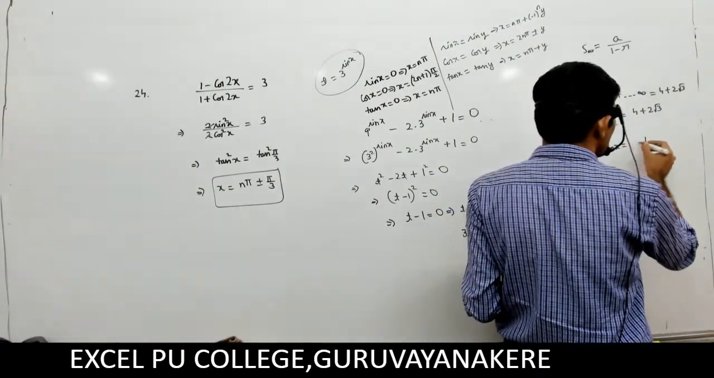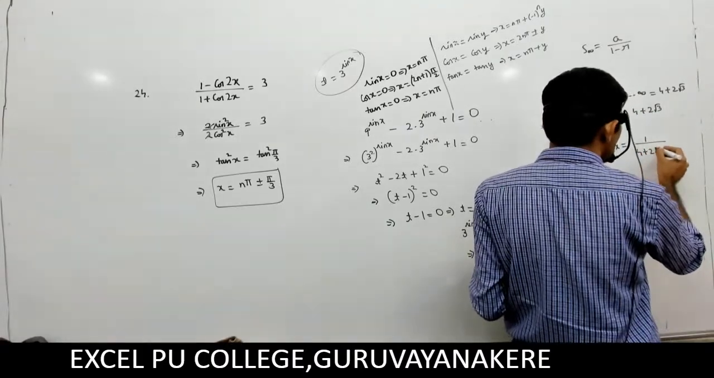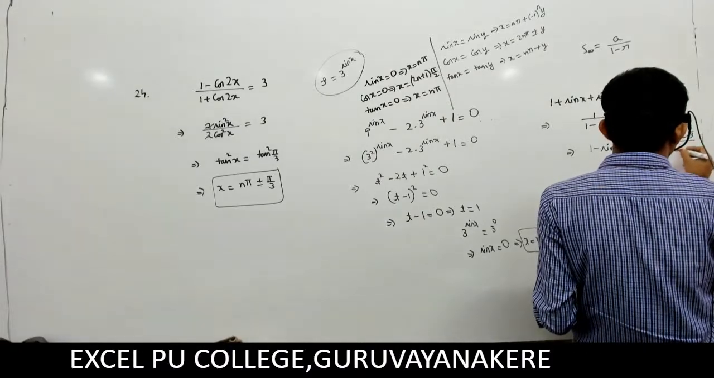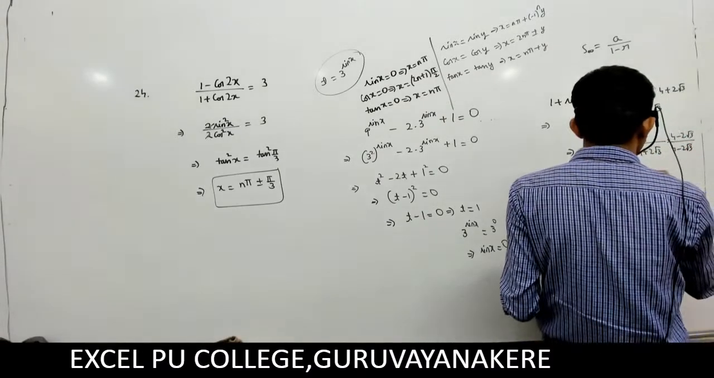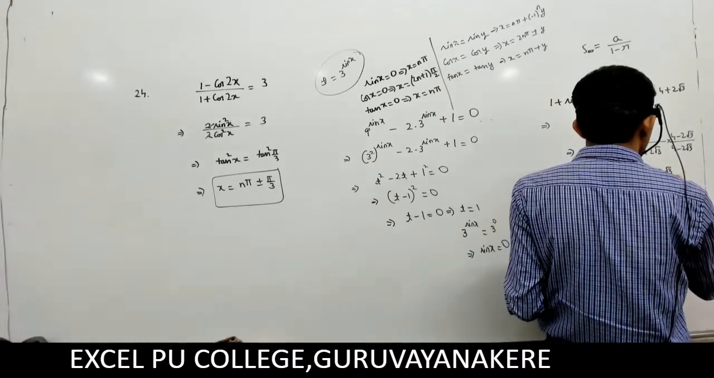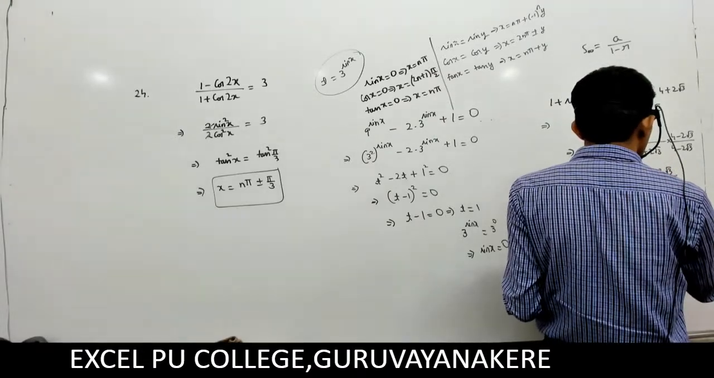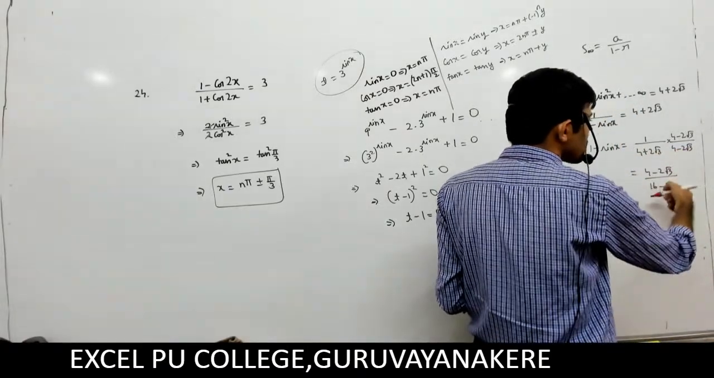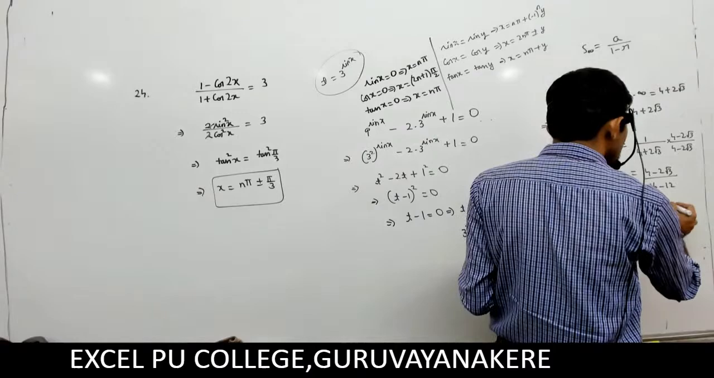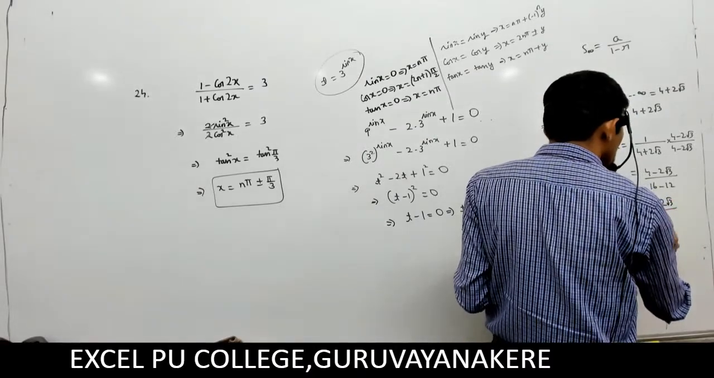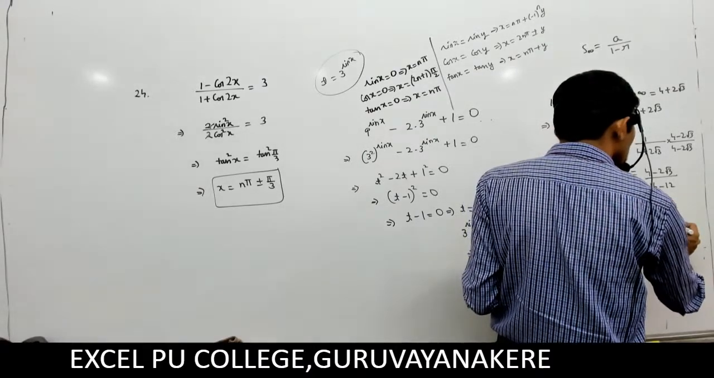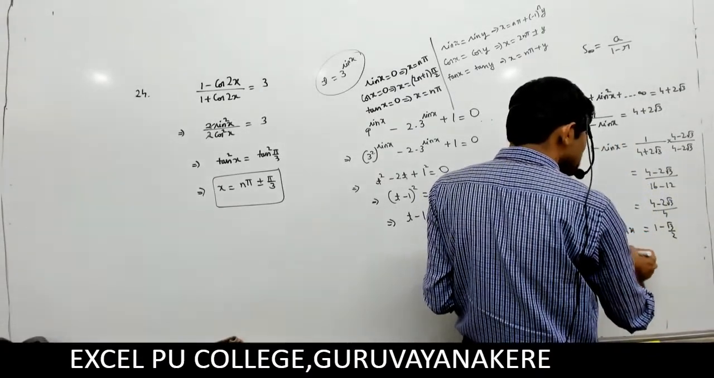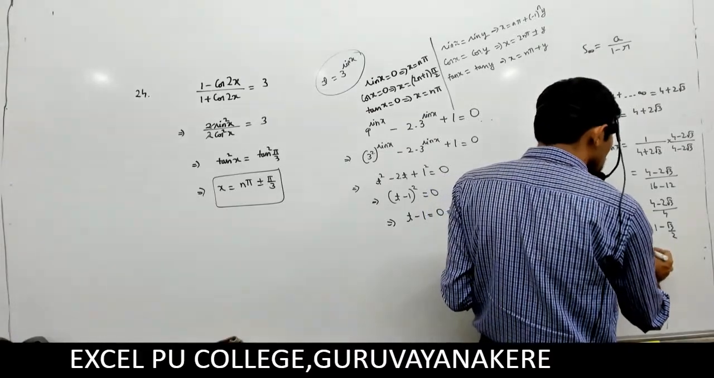1 minus sin x equal to 1 by (4 plus 2 root 3). Multiply and divide by 4 minus 2 root 3. The denominator is of the form (a plus b)(a minus b), which is a square minus b square. Correct? Difference of two squares. 4 square is 16. 2 root 3 square is 12. This is (4 minus 2 root 3) divided by 4. 4 by 4 is 1. 2 root 3 by 4 is root 3 by 2. Left hand side we have 1 minus sin x. Cancel 1 on either side, we get sin x equal to root 3 by 2.